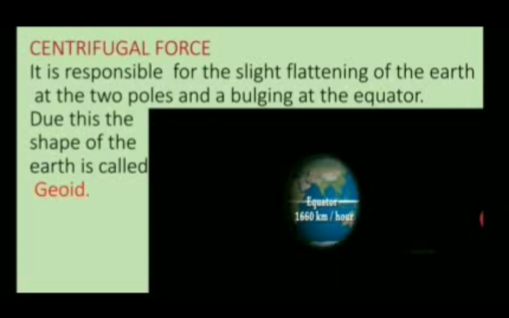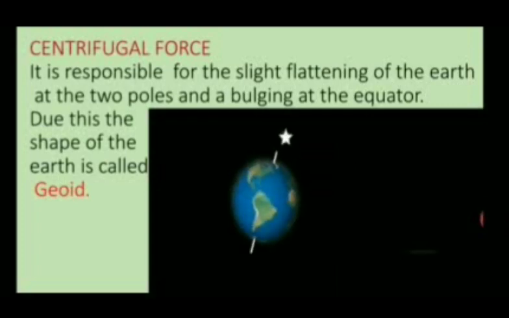Centrifugal force. As the earth rotates, it causes a force, and because of this, the North Pole and South Pole get flattened and the equator bulges. In the first chapter we did the shape of the earth. The shape of the earth is geoid. So because of the centrifugal force only, earth got its geoid shape.